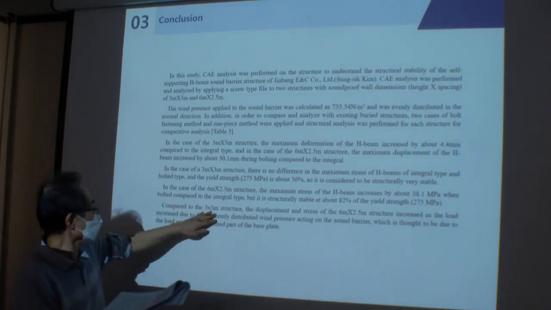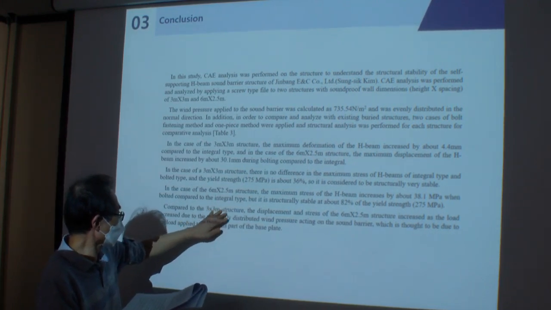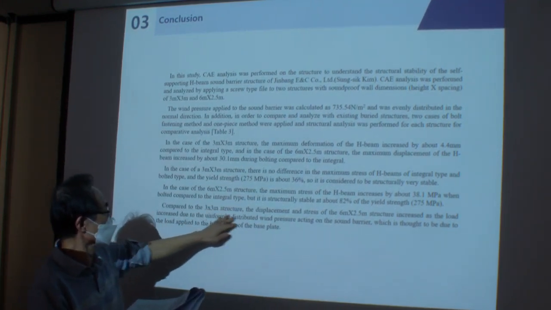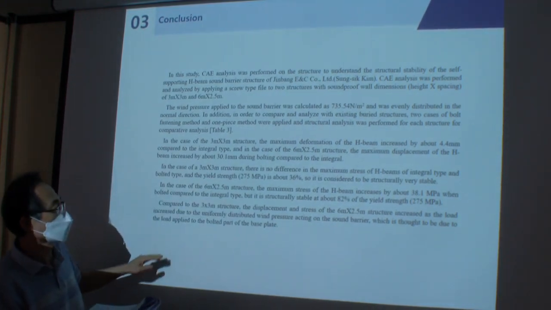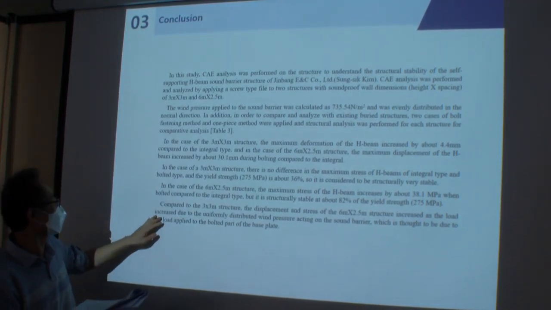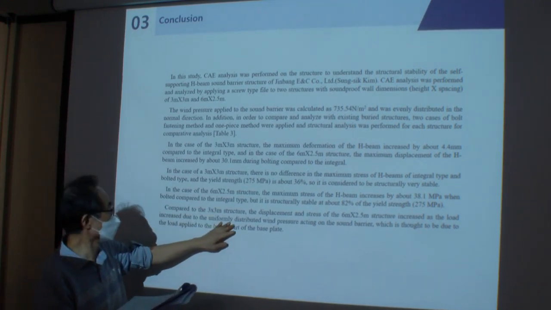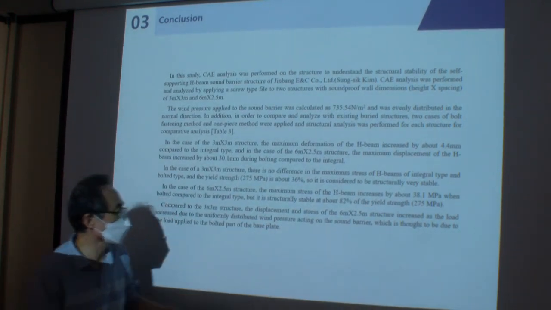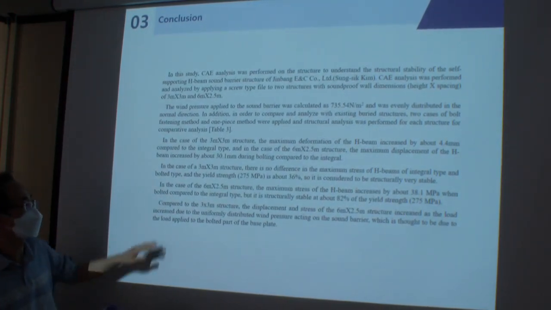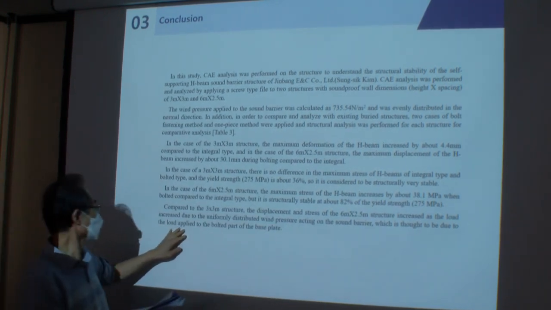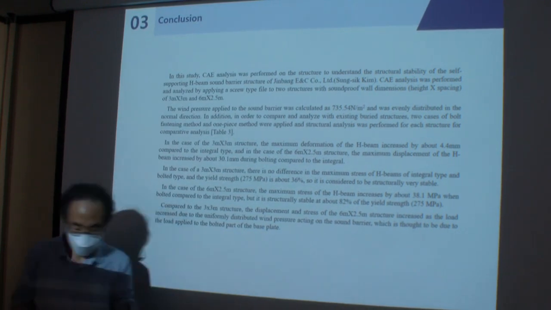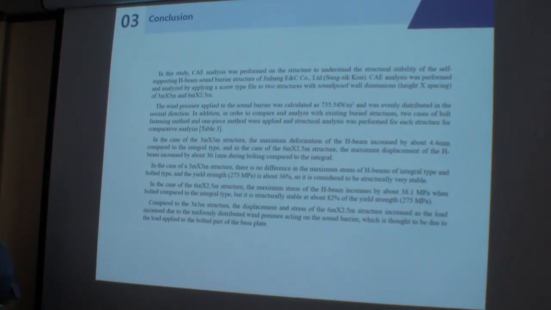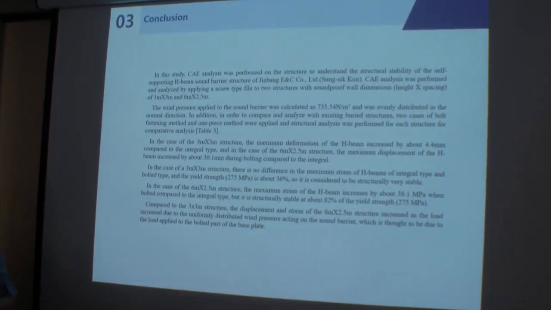Finally, compared to the 3x3 structure, the stress of the 6x2.5 structure increased, which is thought to be due to the uniformly distributed wind pressure acting on the sound barrier, and the load applied to the bolted part of the base plate. This one.